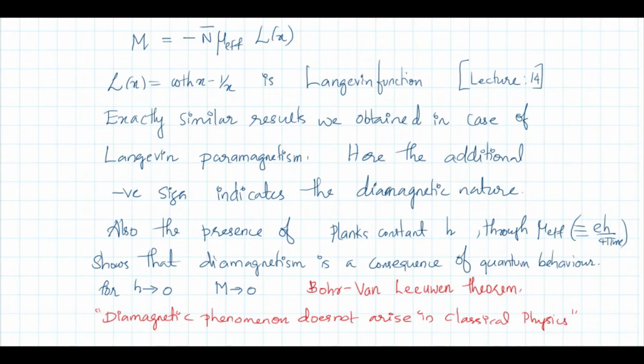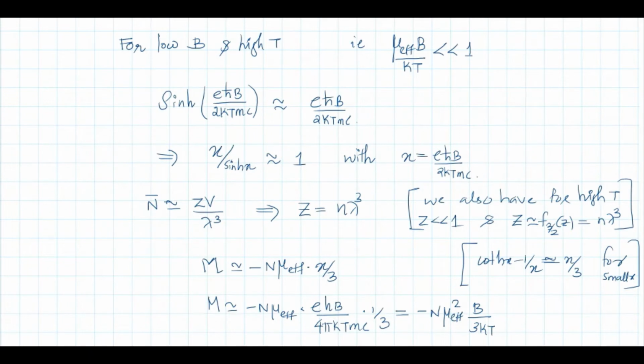So it is known as the Bohr-van Leeuwen theorem, and it states that the diamagnetic phenomenon does not arise in classical physics. Diamagnetic phenomenon arises only in quantum physics. Okay, so that is another characteristic.